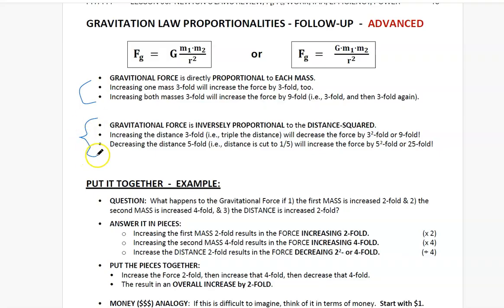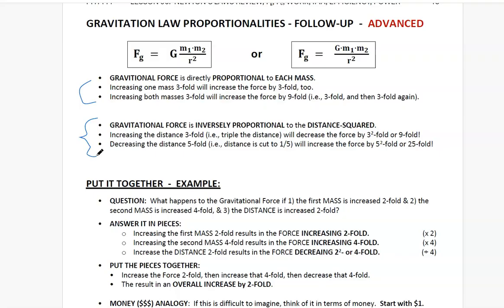Now, this is to be compared with gravitational force being inversely proportional to the distance squared. If the distance is increased, the force will decrease. If the distance is decreased, the force will increase. In other words, you bring the objects closer together, the force will increase. You pull them apart, the force will decrease. But how much it decreases depends on how much you've changed the distance, and then you square that change.